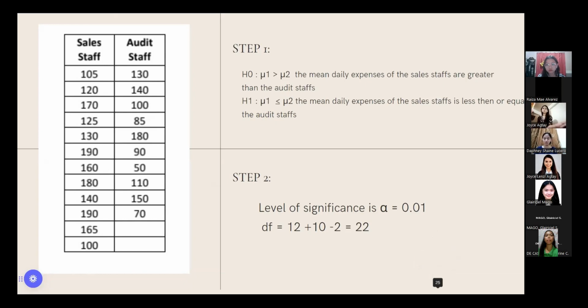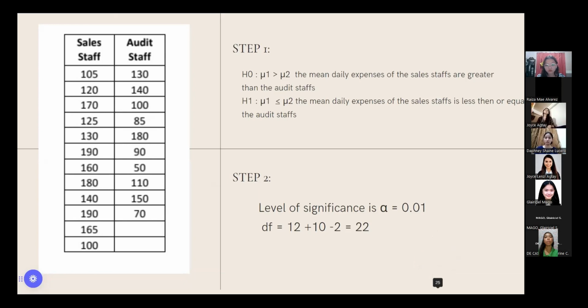The null hypothesis will be there is no significant difference comparing the daily travel expenses for the sales staff and the audit staff. And the alternative hypothesis will be there is a significant difference comparing the daily travel expenses for the sales staff and audit staff by MSS Sales Incorporated.